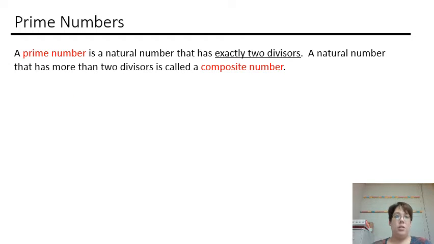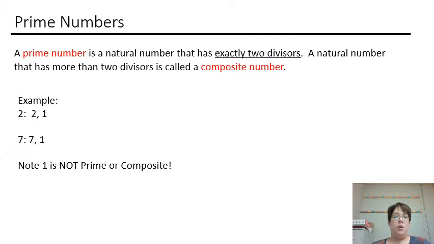Now we're going to look at prime numbers. Okay, you have a definition here. A prime number is a natural number that has exactly 2 divisors. Okay, that's very important. It has 2 divisors. A natural number that has more than 2 divisors is called a composite number. So if you're not a prime number, you can be a composite number.